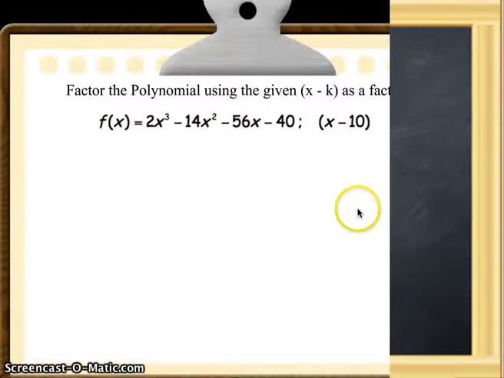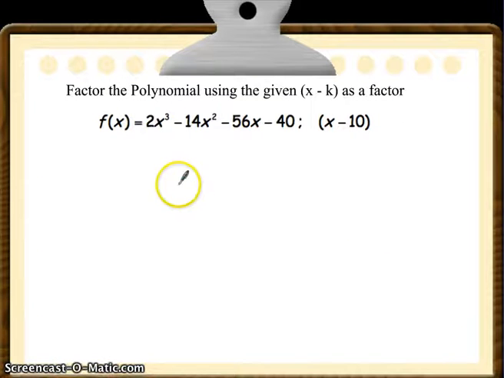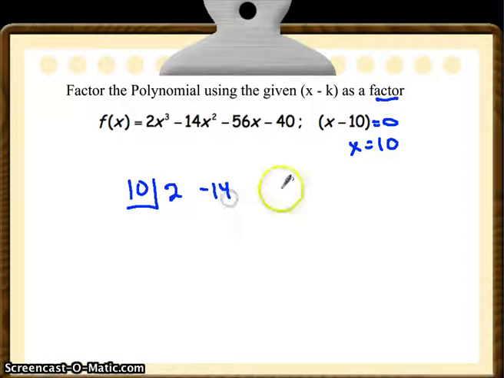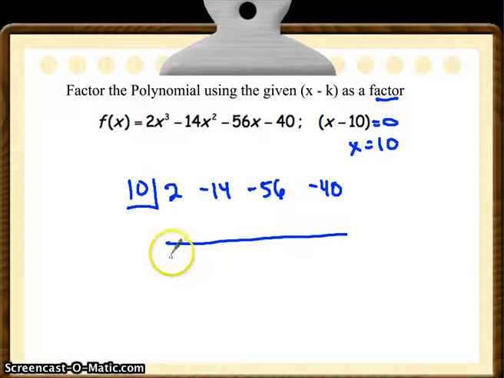Along those same lines, again, it gives us a way to factor a polynomial. We can just take out that 10. Now remember, I can only divide by a 0 of my function in order to make sure that that's a factor. So when is x minus 10 equal to 0? Well, of course, when x equals 10. So let's put 10 in the box. Say 2, negative 14, negative 56, negative 40. And let's do that synthetic division.